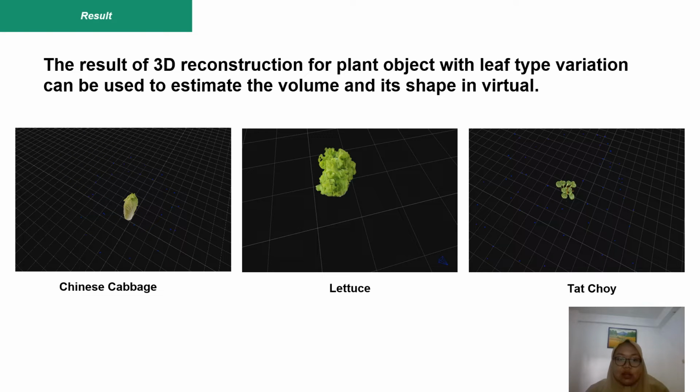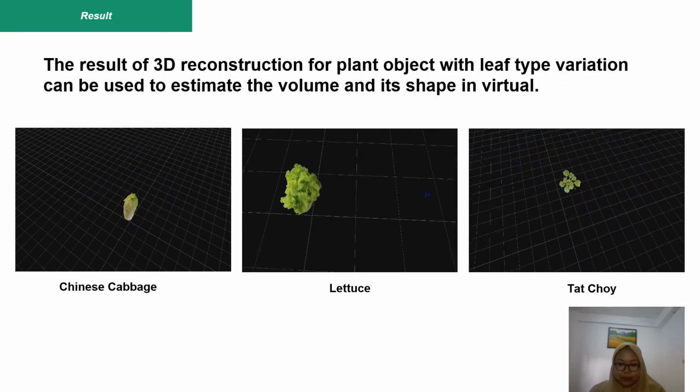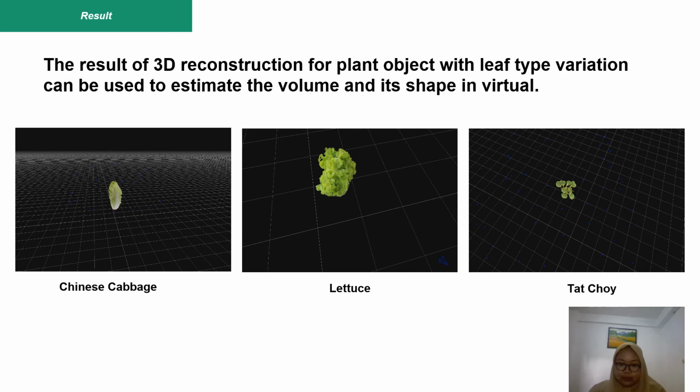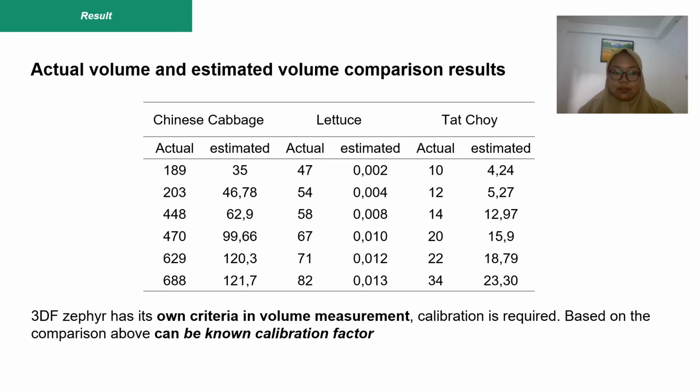This first video shows the result of 3D reconstruction for Chinese cabbage, the second for the lettuce, and the third for the tatsoi. This table shows the comparison between estimated and actual volume for each commodity. Because 3DF Zephyr has its own criteria in volume measurement, calibration is required. So, based on the comparison above, the calibration factor can be known.